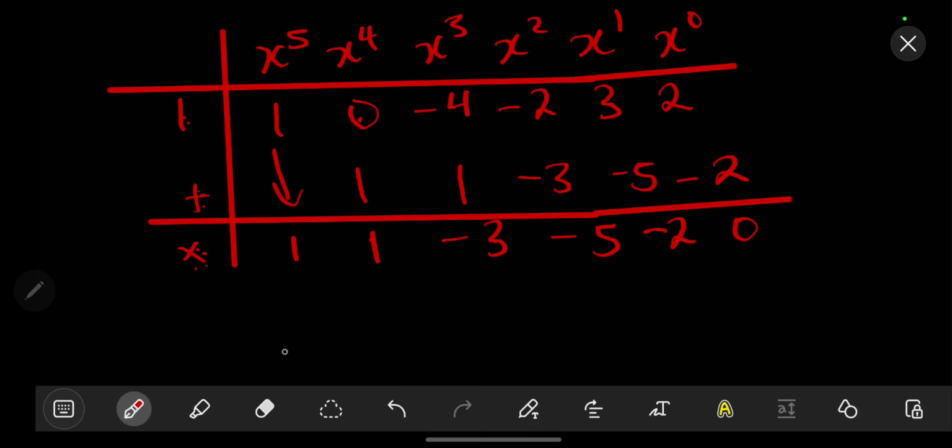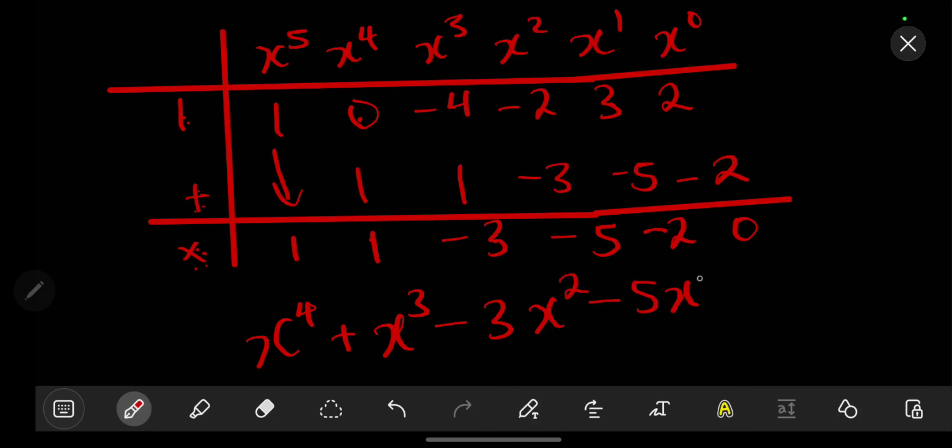So what we are going to have is, we expect to have 6 factors since it is x to the power 6. So we are going to have our x, since it was 5, it will be reduced to the power 4, so we just add the coefficients. Then we have plus, where there is 1 we put x to the power 3. Then we have minus 3x to the power of 2, minus 5x like that. Then we have minus 2.